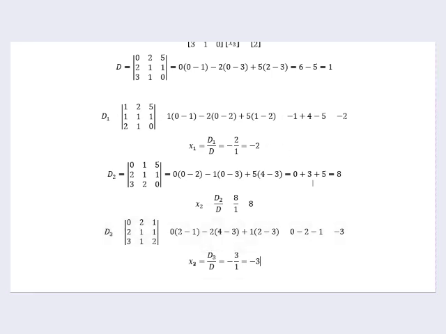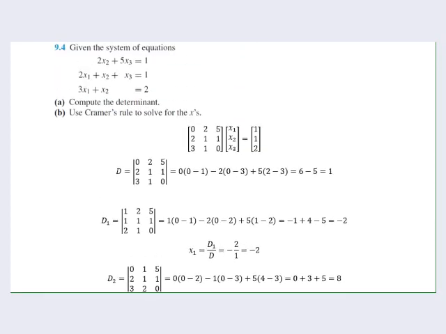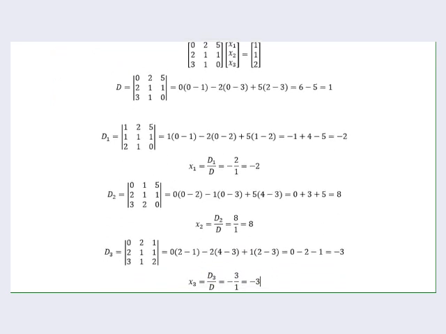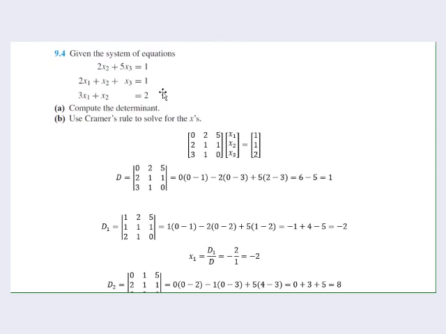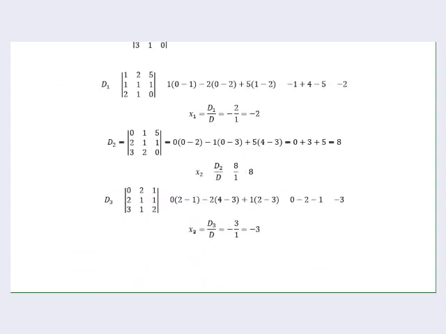We can just check our answers. We have minus 2, 8 and minus 3. Let us take the first or the second equation. So 2 into minus 2, that's minus 4, plus 8, so minus 4 plus 8 is plus 4, and minus 3, 4 minus 3 is 1, so yeah, it satisfies the equation. That's our answer for x1, x2 and x3 using Cramer's rule.